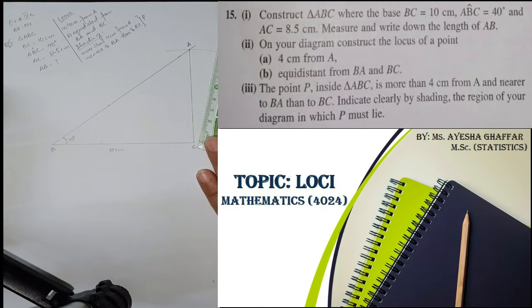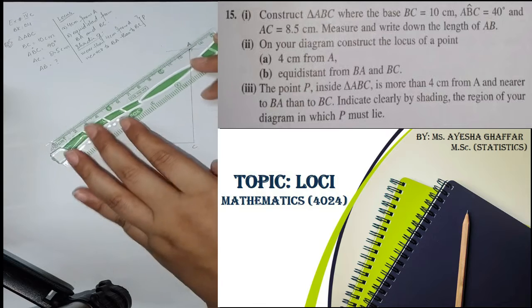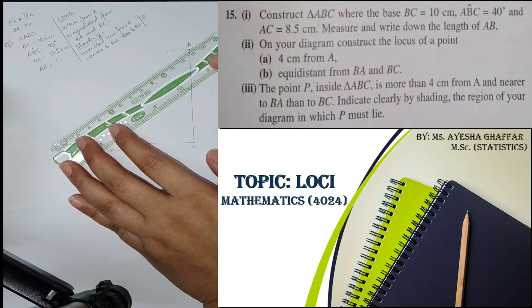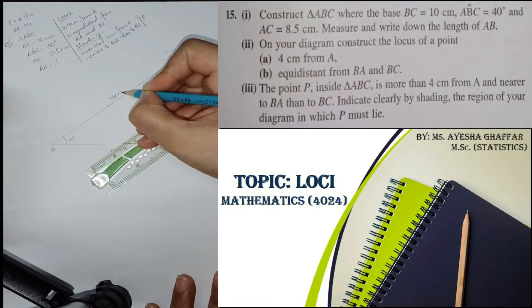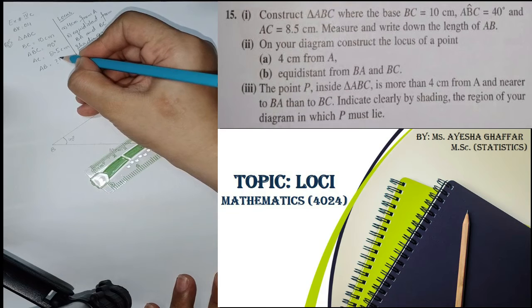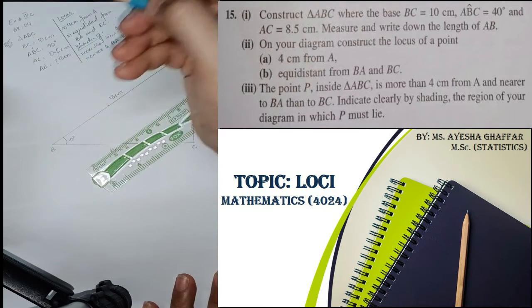And then they are saying measure and write down the length of AB. So we will measure AB with the help of ruler. It's 13 centimeter. So AB is 13 centimeter. So here we will write an answer 13 centimeter.